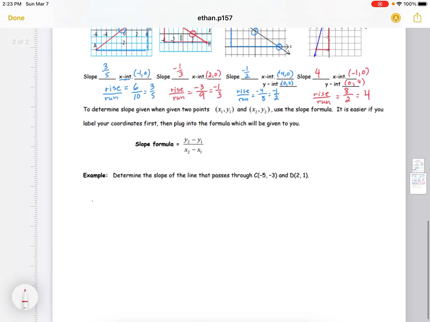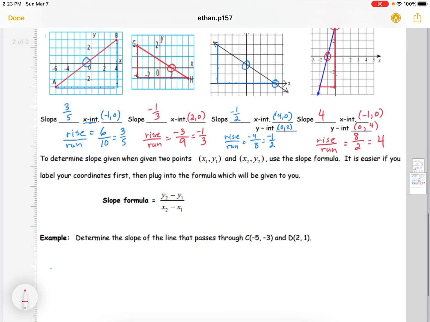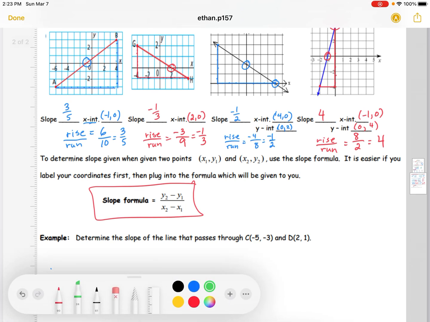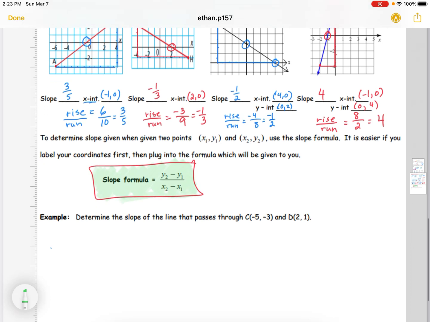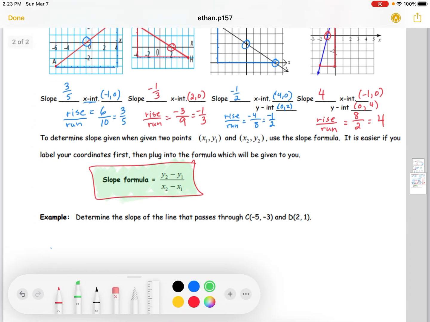Now, sometimes we're not given that picture. We're just given 2 points on the line. So here, we can use what's called the slope formula. It's very key, and it's using those 2 points. We just put it into this formula, okay? So we're going to do that.